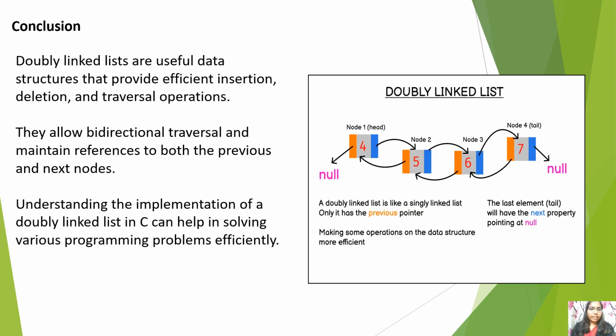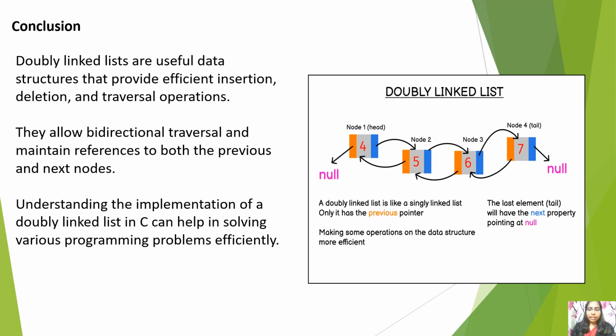Conclusion. Doubly linked lists are useful data structures that provide efficient insertion, deletion, and traversal operations. They allow bidirectional traversal and maintain references to both the previous and next nodes. Understanding the implementation of a doubly linked list in C can help in solving various programming problems efficiently.